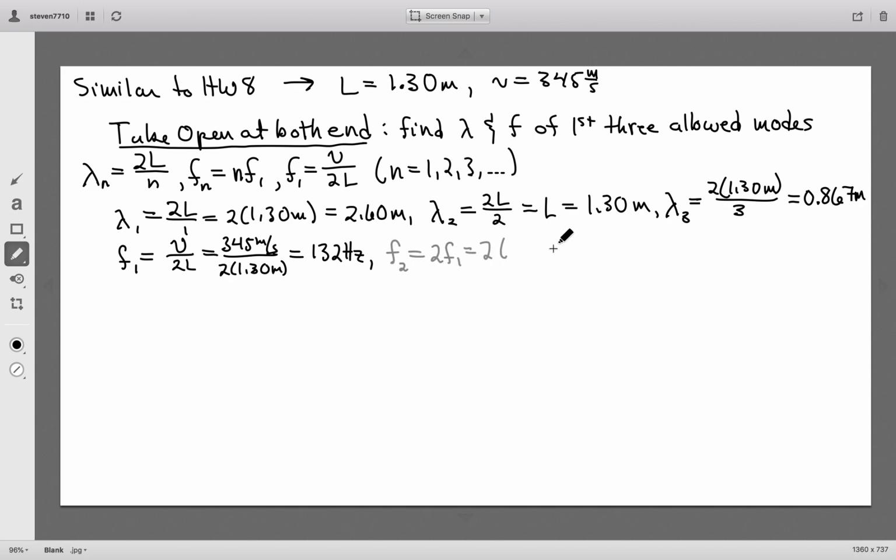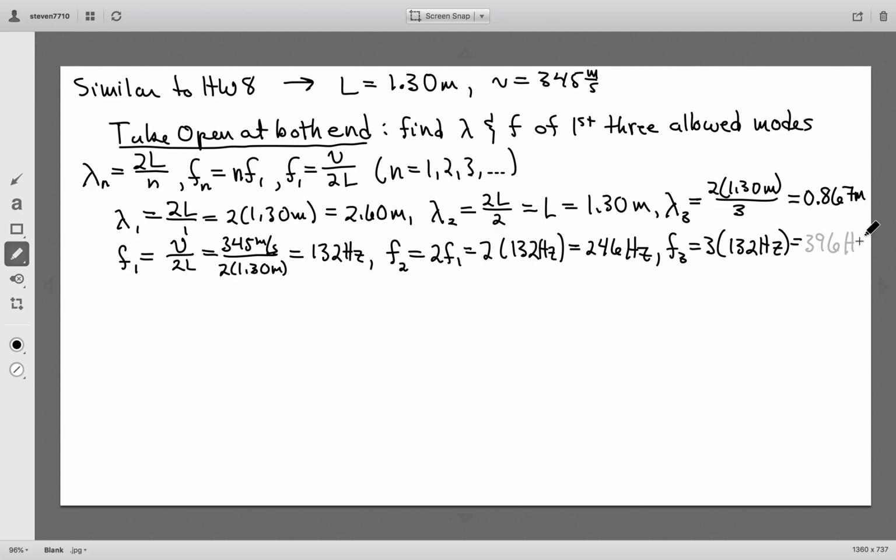2 times 132, right? So once you have the fundamental, you know the rest of the harmonic series for this guy. 2 times 132 is 246 hertz. And last, F3 is 3F1, 3 times 132 hertz, which ends up being 396 hertz.